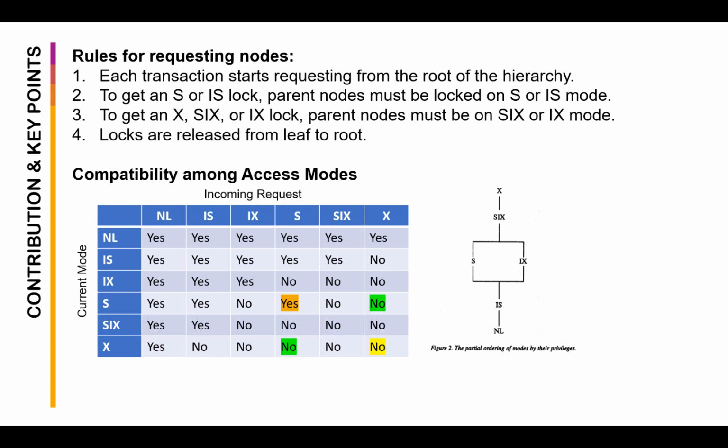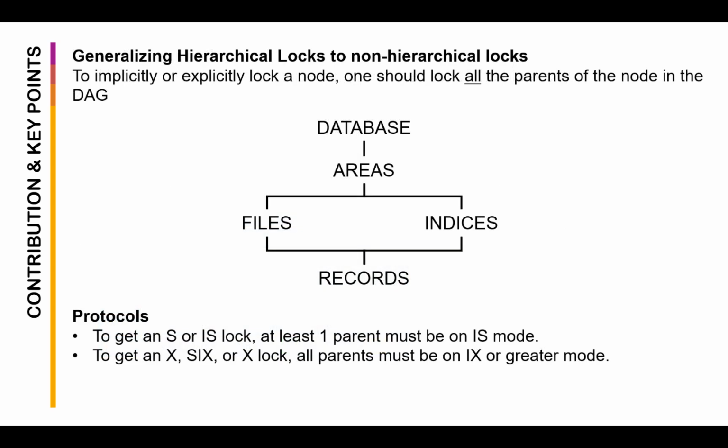We can also see how intent locks, both IS and IX mode, are compatible with each other, with IS having much looser privileges than IX due to the nature of the X mode. Now we can generalize this tree into a directed acyclic graph to cover non-hierarchical locks.